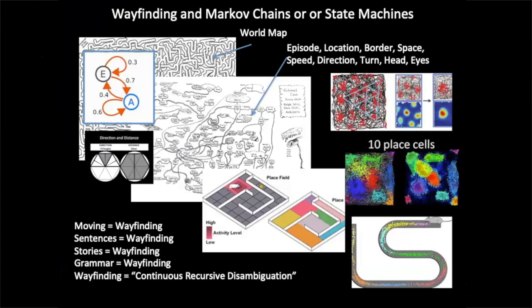And that produces an episode, and an episode is what causes all those things to be recalled in time together. That's why we can reconstruct the experience of being somewhere: that episode is the index for all our senses that are brought together in an orchestra in that moment. So we have an episode, we have location, border, space, speed, direction, turn direction, head direction, and eye direction, and we develop this mental model. Well, that's most of the work of having a brain.